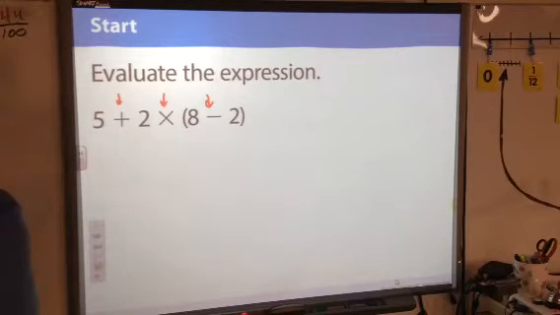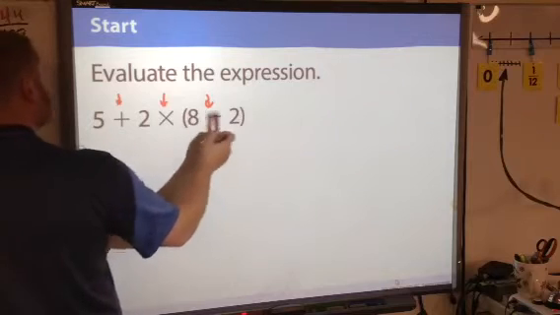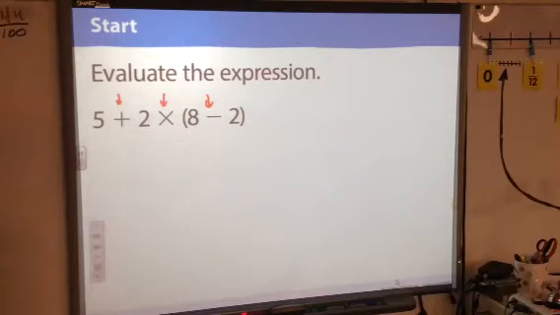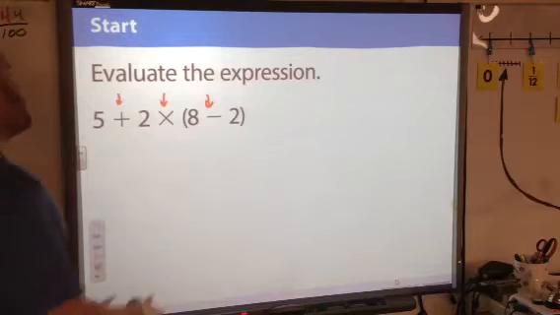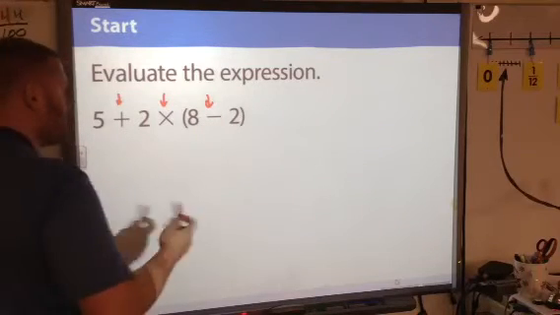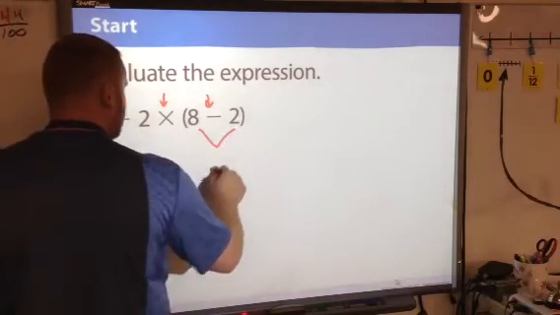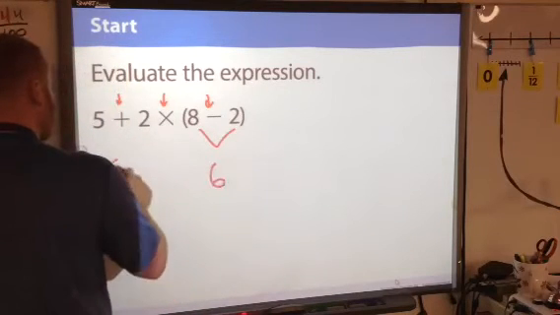But right off the bat, I see that we have parentheses within the problem. And I know, according to my order of operations, I always have to do whatever is in parentheses first. And I solve it one step at a time. So I see 8 minus 2 is in parentheses, so I know that 8 minus 2 is 6. Then I rewrite my equation.